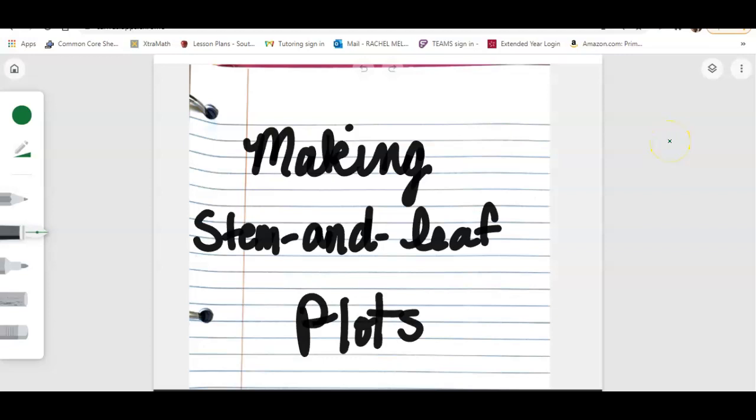Okay, so for our last math assignment that we did on Friday, you were reading stem and leaf plots. And so that's how we looked at and analyzed the stem and leaf plot. Today we are going to make stem and leaf plots. So I just want to give you a quick reminder of what a stem and leaf plot is.